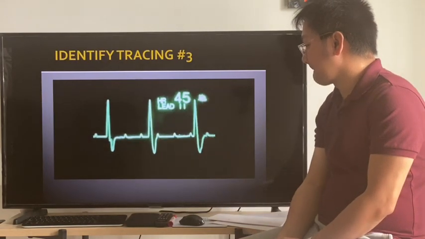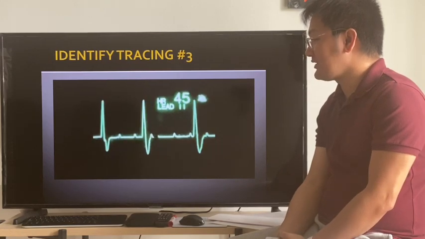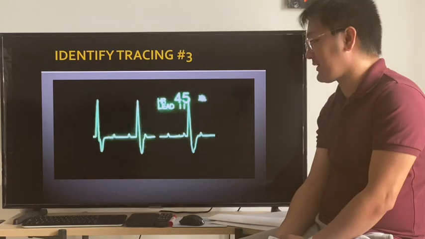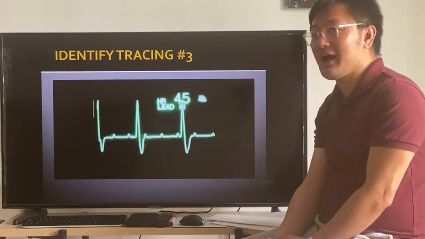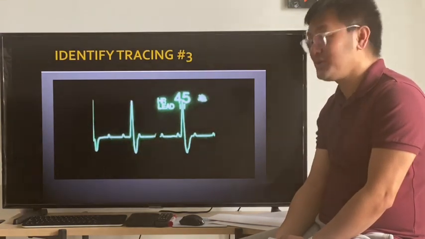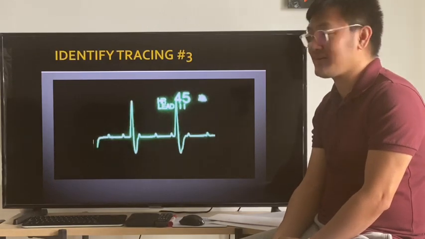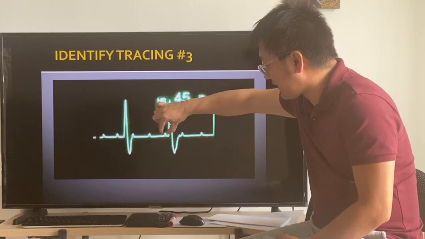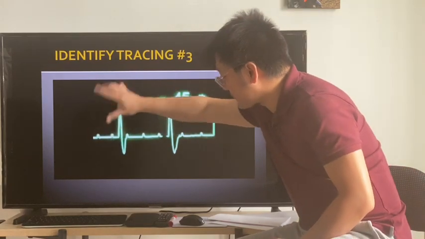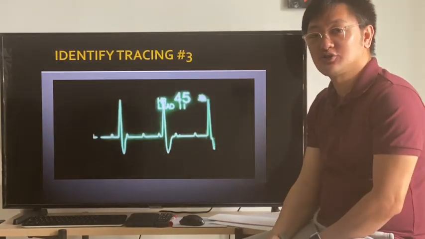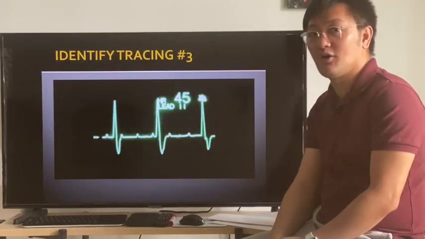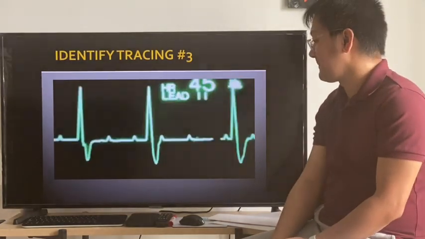What about this one? Take note. Make a wild guess. What do you think the tracing is here? If you answered AV block, you are correct. But what specific AV block? Look, the PR interval is normal, then the PR interval is prolonged. Am I right? So it's inconsistent. So what is this? Third degree AV block or your complete heart block?